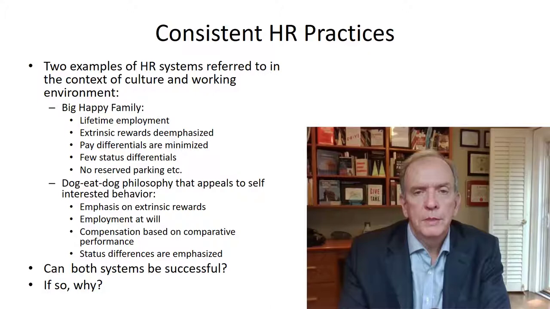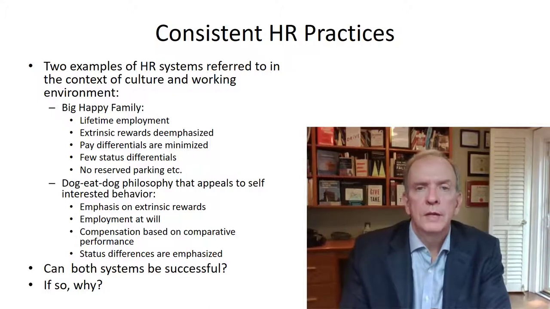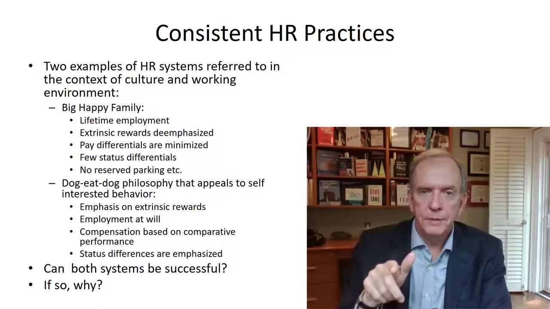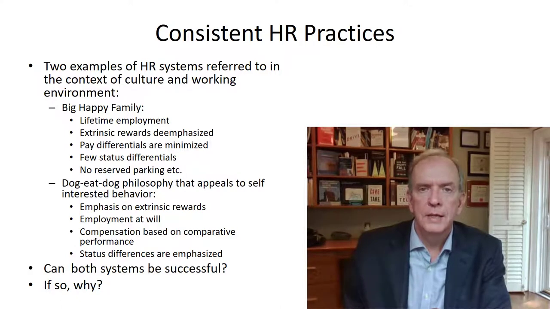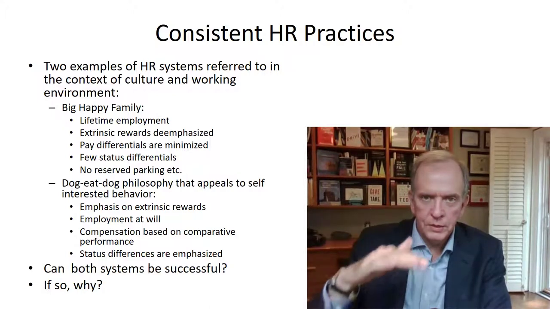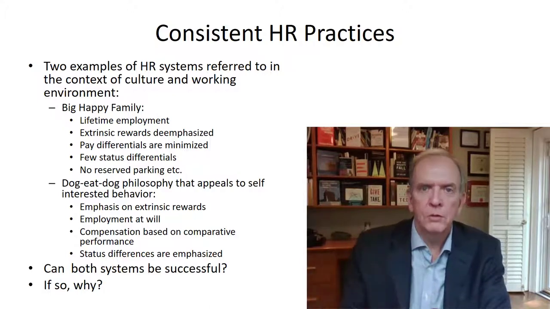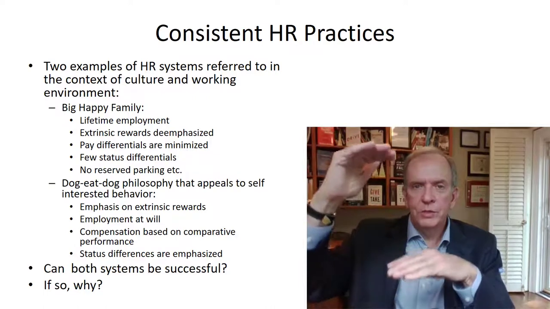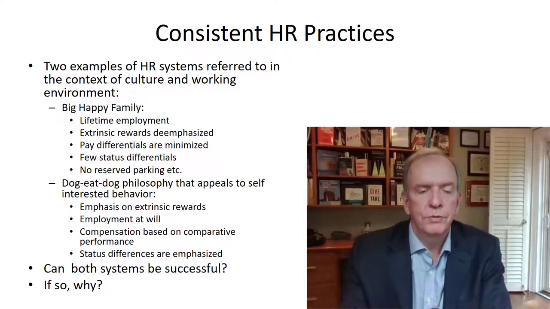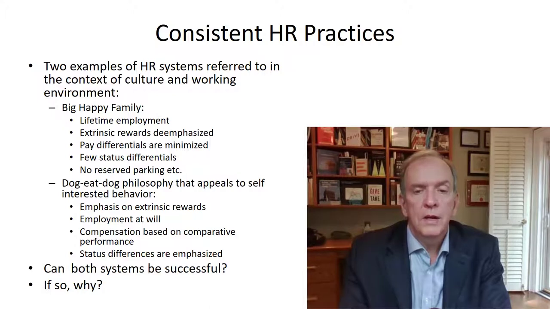Compensation based on comparative performance. We'll talk about this later in the course, but General Electric had a practice where they would rank people within the organization, and the bottom 10% knew they were in the bottom 10%. The top 10% knew they were in the top 10%. And if you're in the bottom 10% and you didn't improve very quickly, you were out of the company. So there's a lot of pressure on people to not end up slowly going down there, which is hard when you're at the bottom 15% and they get rid of the bottom 10%. You have to be constantly pushing to improve. Status differences are emphasized. You do have that parking spot. You do have that big office. You do have some of those perks. So that's a dog-eat-dog philosophy.